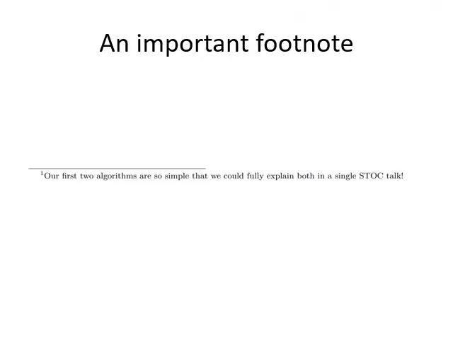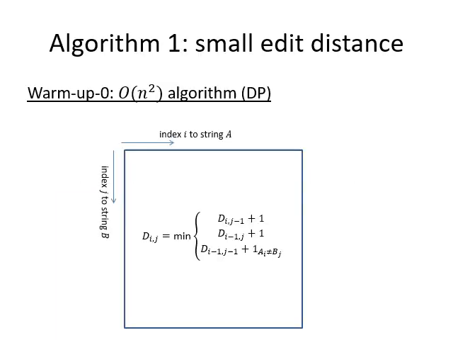I'm now going to show you an overview of algorithm 1. Before I show you, I need an important warning. The algorithm is so simple you might actually understand it. So, warm-up step 0 is just a classic n-squared dynamic programming algorithm. We have an n by n matrix where the columns correspond to indices to the string A, and the rows correspond to indices to the string B.